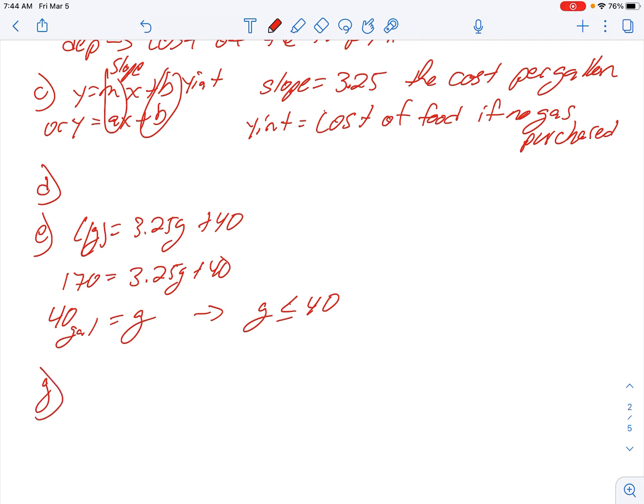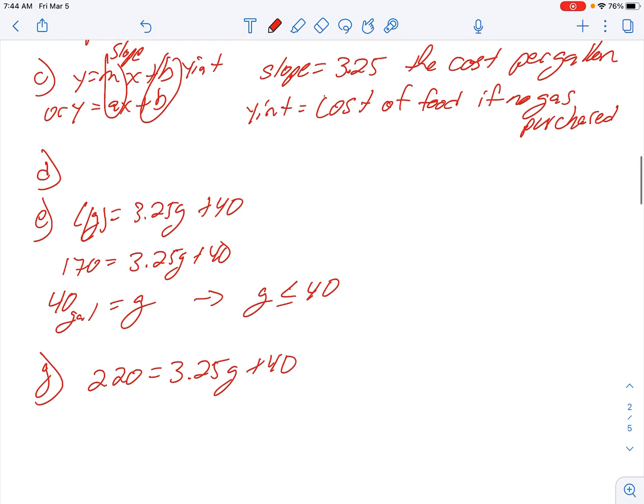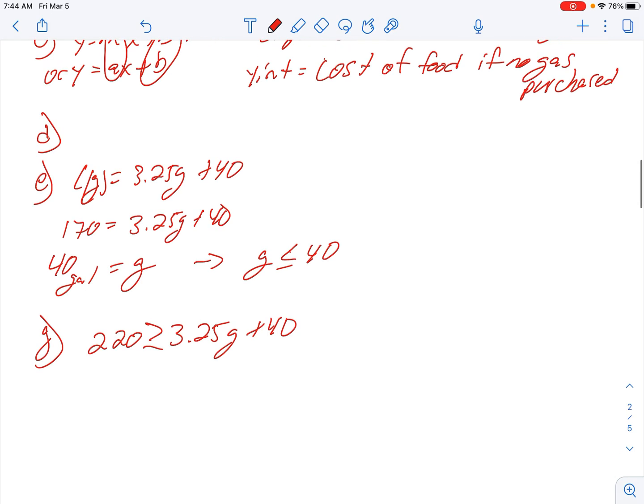Part G, his mom gave him some money for his trip. He now has $220 saved for the trip. So what is the greatest number of gallons of gas he can buy? So very similar to part E that we did, we're going to now set it equal to 220. Now technically, I guess we can go ahead and write this as an inequality, and it's the same idea, where we cannot go over that $220. It has to be $220 or less than or equal to that.